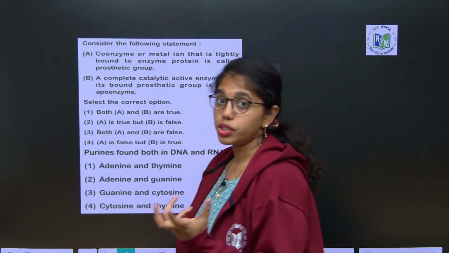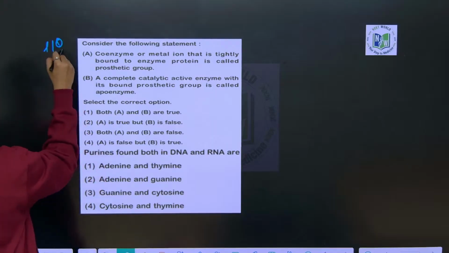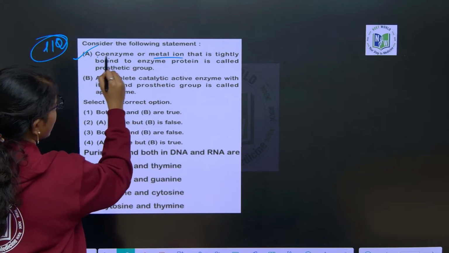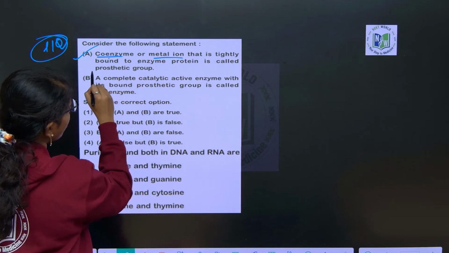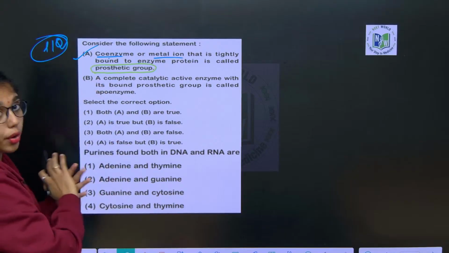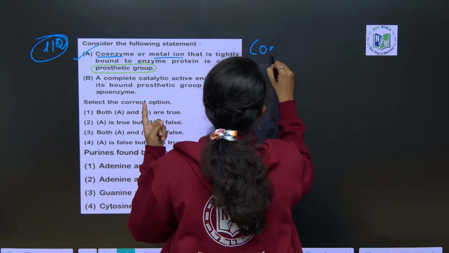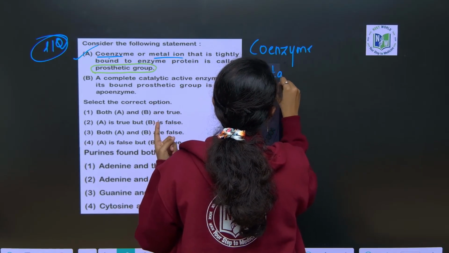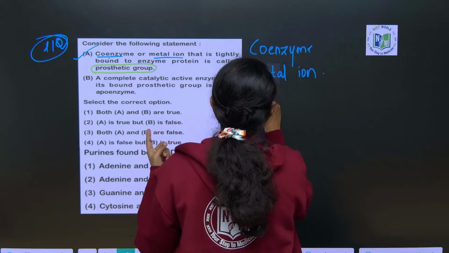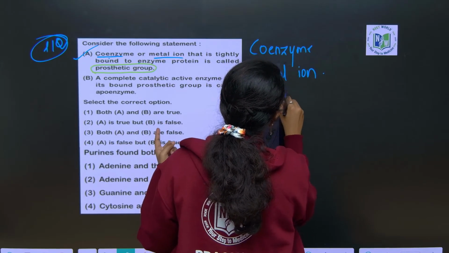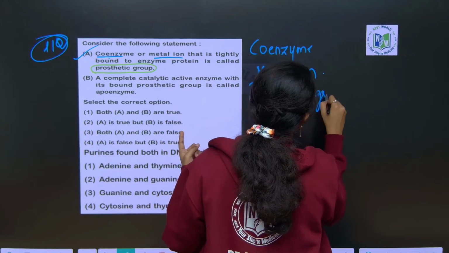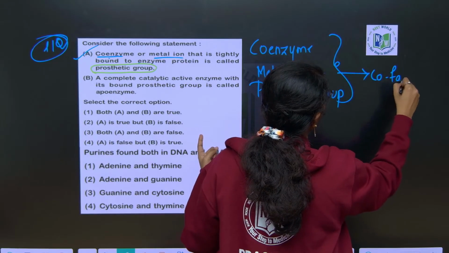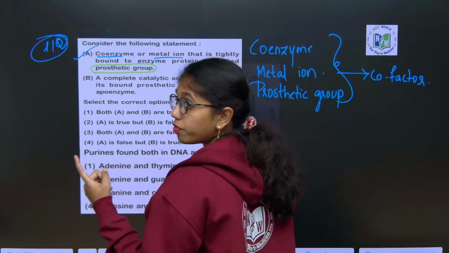Now, again a statement based question from biomolecules. If you clearly see, first statement: coenzymes and metal ions tightly bound to the enzyme protein are called a prosthetic group. Wrong. Be it coenzyme, metal ion, or prosthetic group, all the three together are called what? Cofactor of the enzyme. They are called cofactor, not prosthetic group.